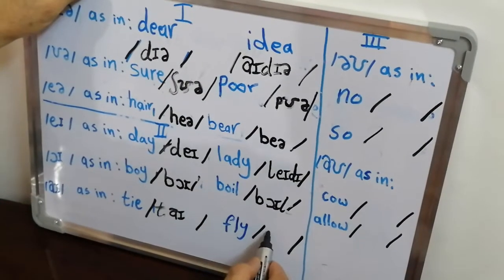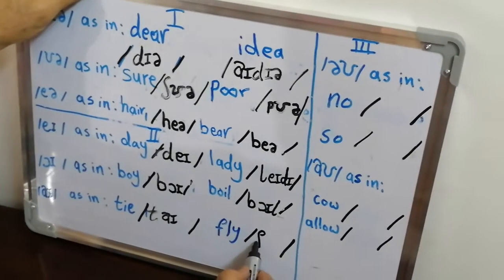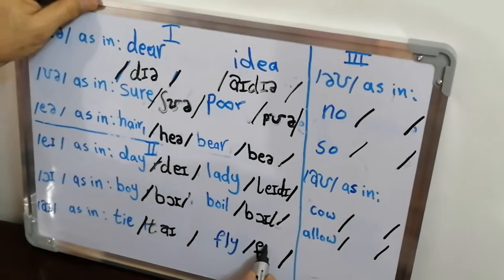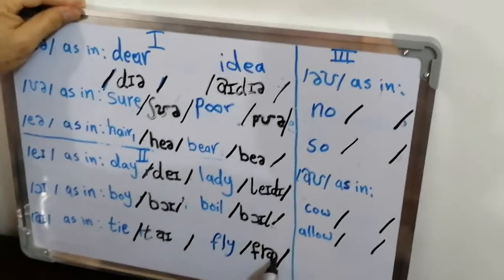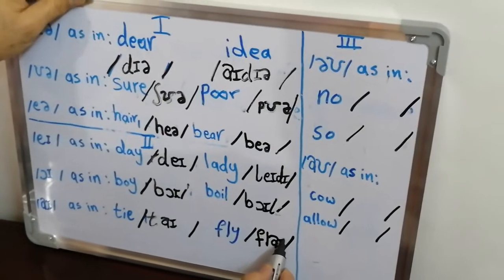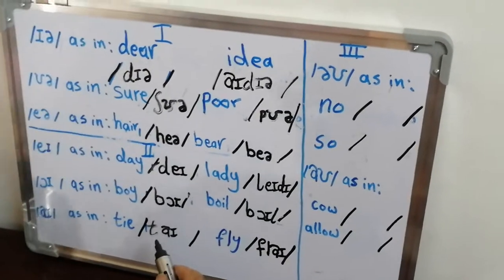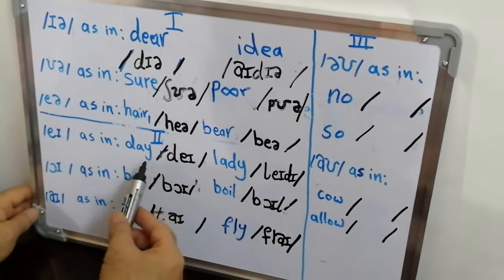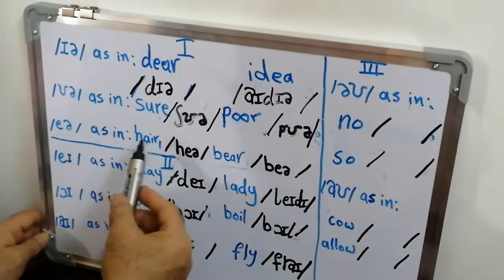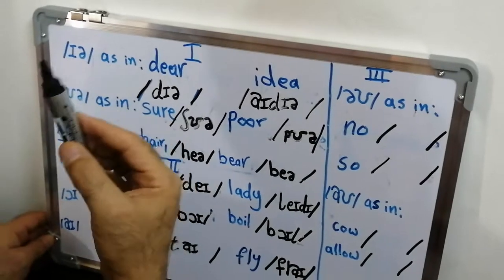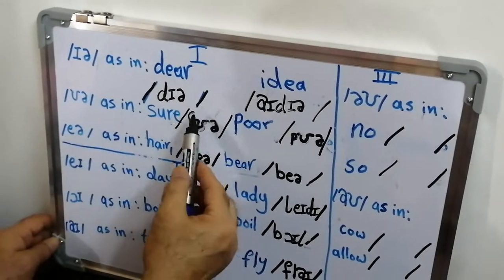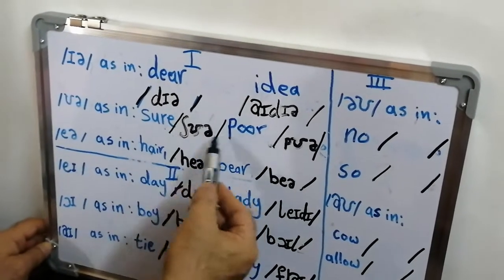Then we have fly, fe, le, I. Of course, it is very important that these words consist of vowels and consonants. So you should know how to transcribe the consonants in addition to the vowel.